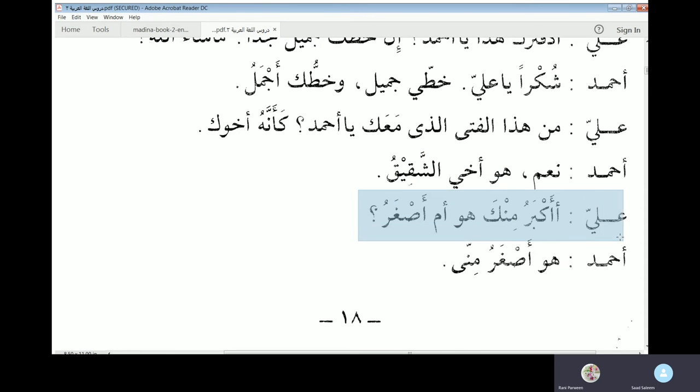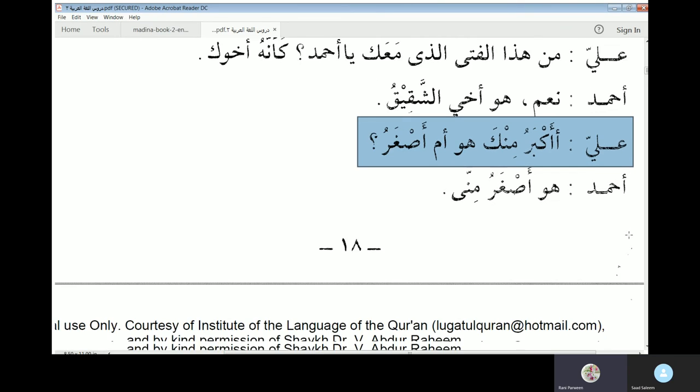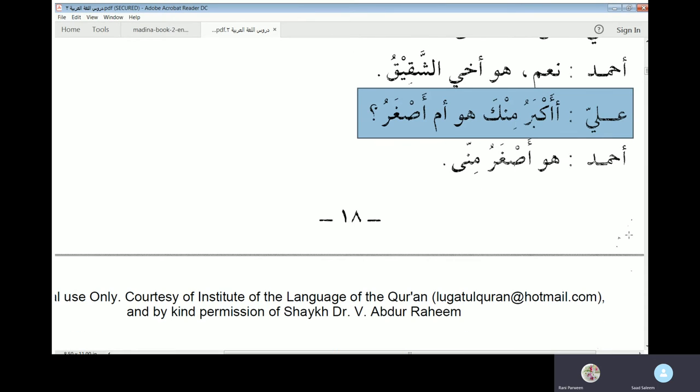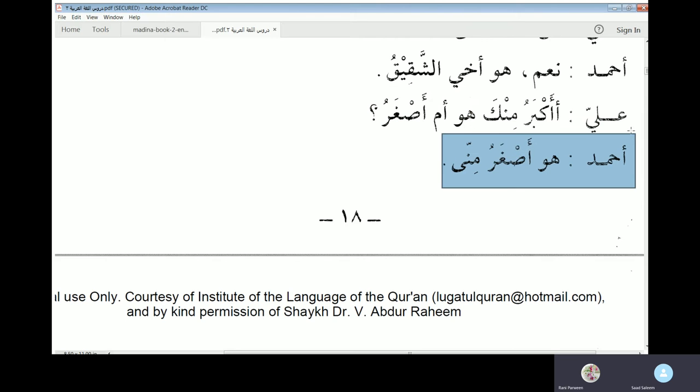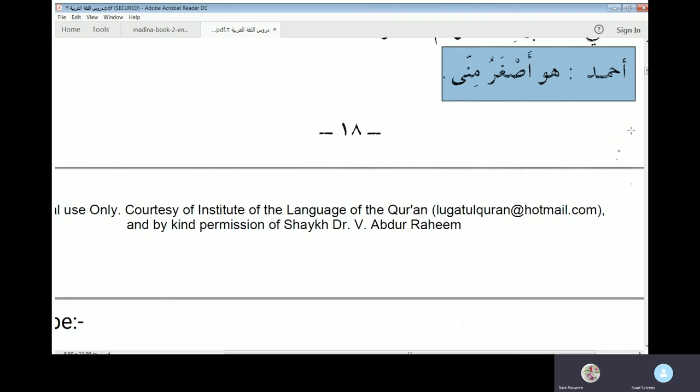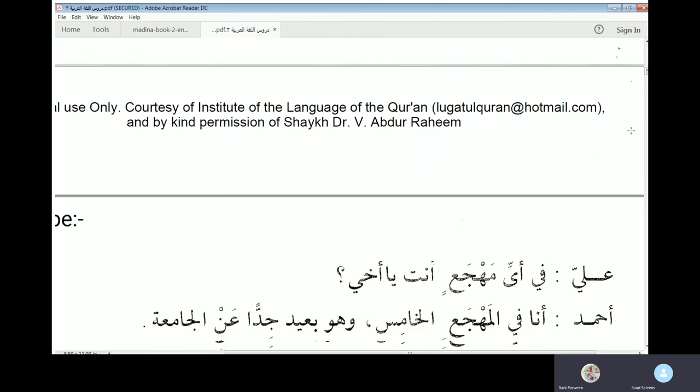Ali: أكبر منك هو أم أصغر؟ Is he elder than you or younger than you? Yes, Akbar, elder. Yahan pe elder ke maani mein istemal hua hai. Is he elder than you or younger than you? Ahmad: Huwa asgharu minni. He is younger than me. Okay.